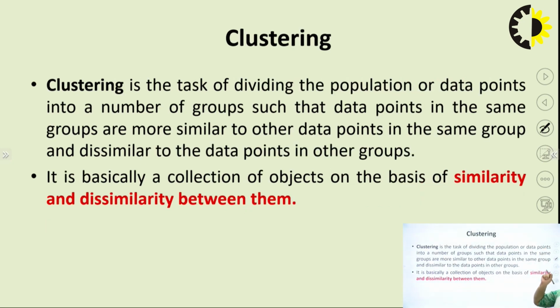Basically, how does this clustering happen? Clustering happens on the basis of similarity or dissimilarity of attributes. If the attributes are of a similar kind, they will be clubbed together, clustered together, and the dissimilar ones will move far apart.